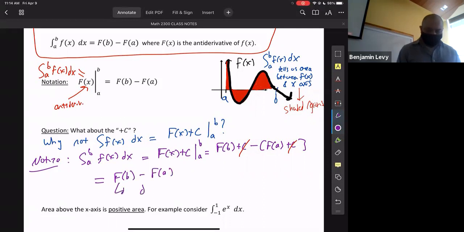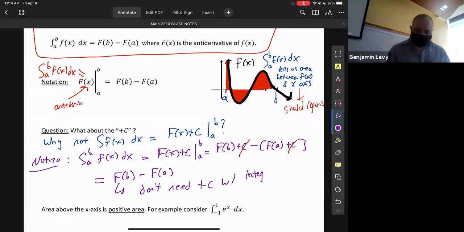And so the takeaway here is we just don't need the plus C with integrals that have bounds, which are known as definite integrals. But we haven't defined that yet, so I'm just going to say with integrals that have bounds. So when you have numbers on them, I'll just put it in parentheses, these are known as definite integrals.